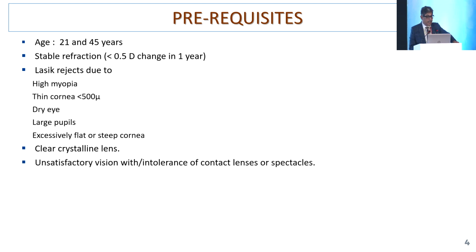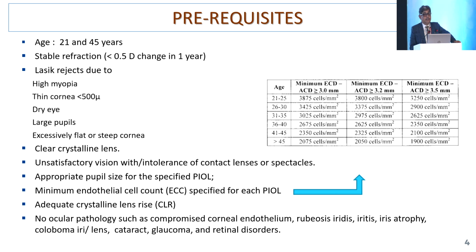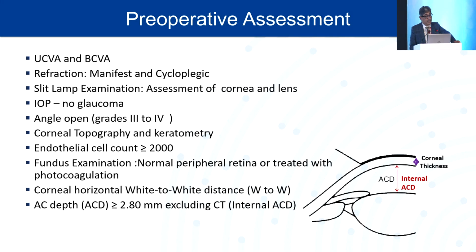The lens should be clear, with unsatisfactory vision and intolerance of contact lenses or spectacles, but nowadays we do it even when they don't have these issues. Appropriate pupil size for the specified phakic IOL, and endothelial cell count, I have already said should be more than 2,000. Adequate crystalline lens rise is also another aspect which we see now. No ocular pathology, as we have discussed earlier.